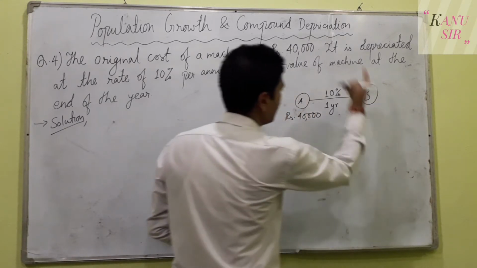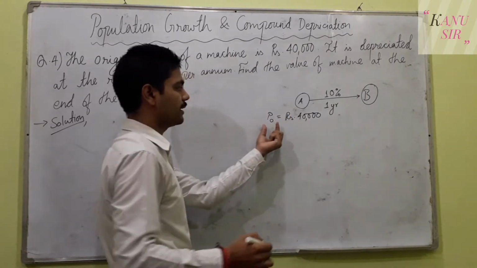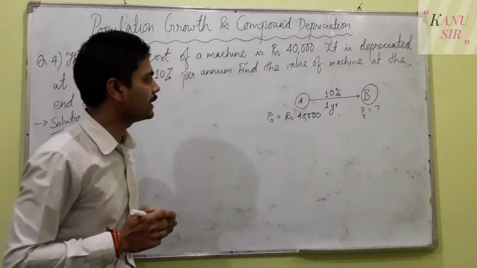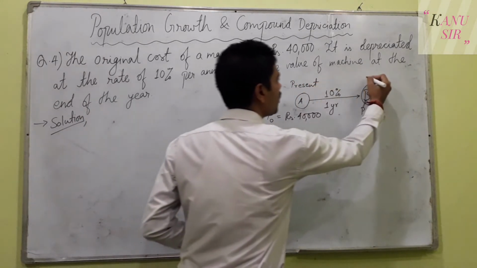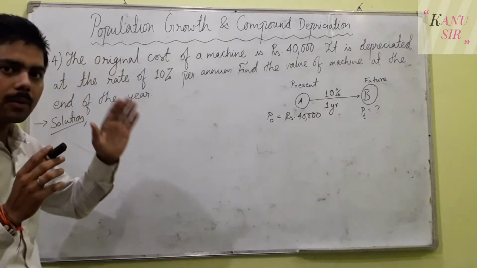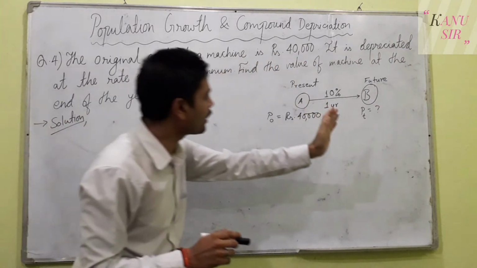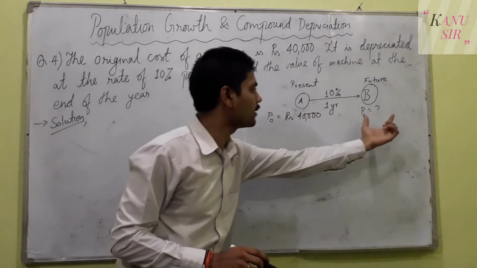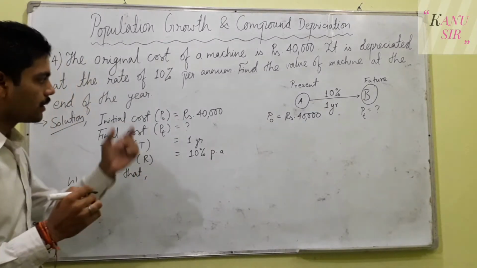The value of the machine becomes B, and the initial value of the machine is denoted as P0, and the final value will be denoted as PT, because this is the present value and this will be a future value. Right now the value of the machine is 40,000, and at the end of a year the value will decrease, and that we need to find. So let us write the given data here.